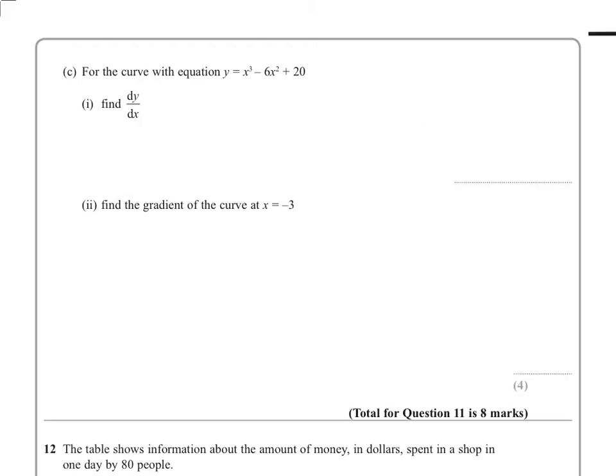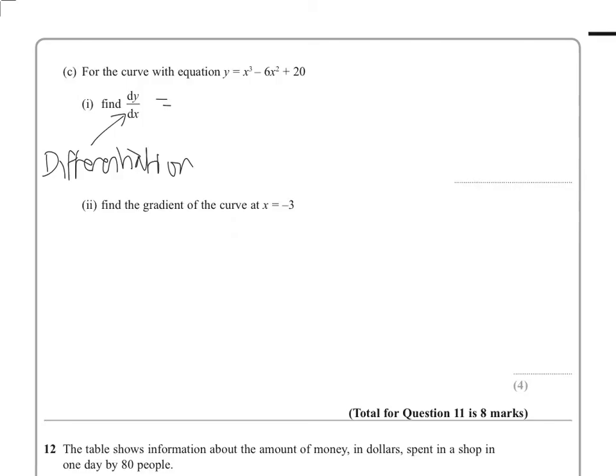Part C, for the curve with equation y equals x cubed minus 6x squared plus 20, find dy by dx. Now this is what we call the derivative. The process we're doing here is differentiation. If you're unsure of this process, look that up in your textbook or notebook.